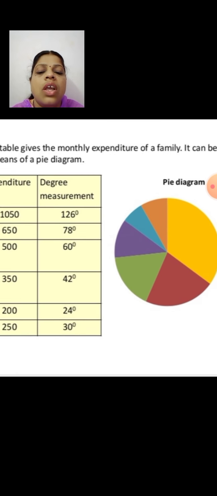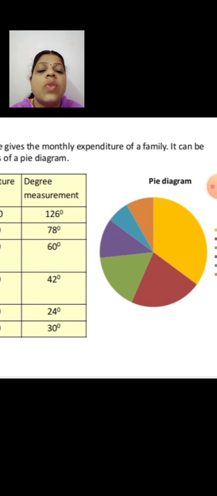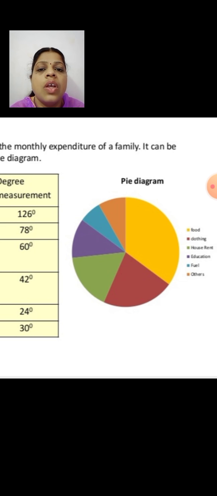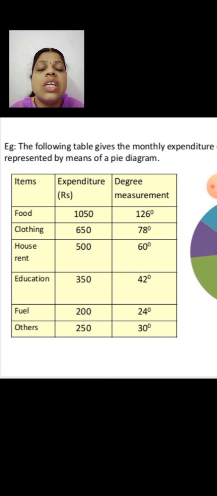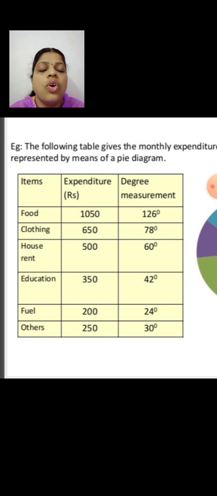Here children, one example is given. The following table gives the monthly expenditure of a family. It can be represented by means of a pie diagram. So children, in this example the monthly expenditure of a family is given, and we have to represent that data in a pie diagram. So we'll see the methods through which we can represent it.